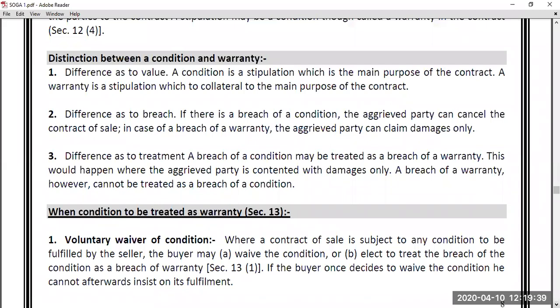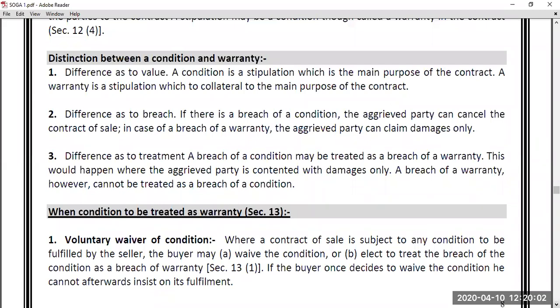Whereas warranty is a collateral stipulation to the main purpose of the contract. Warranty is an expression of opinion. Warranty is a subsidiary or ancillary stipulation to the main purpose of the contract.